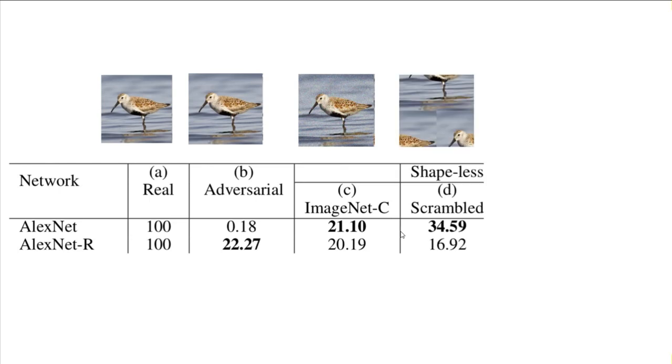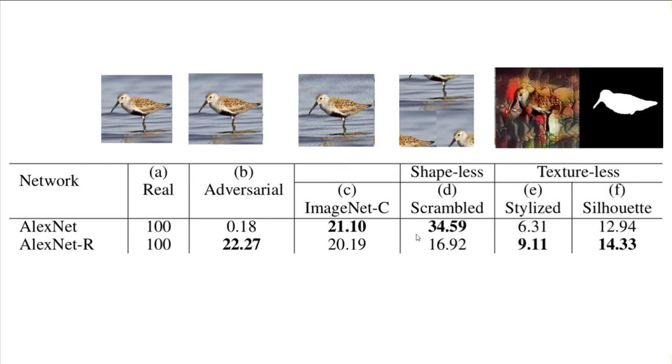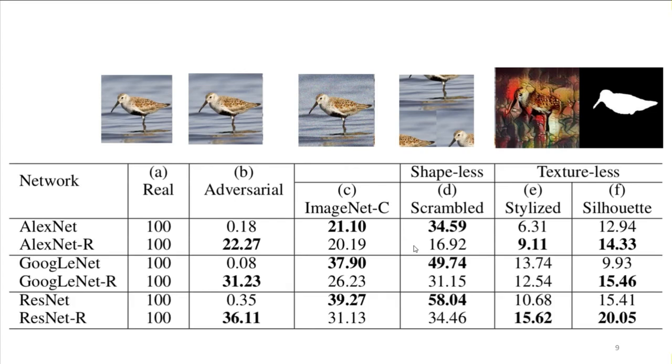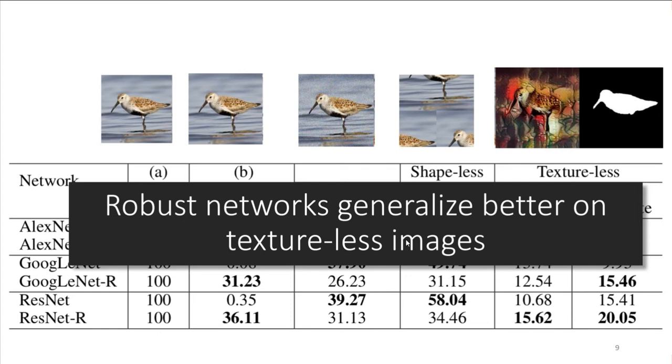For shapeless distortions, the standard AlexNet is better. Interestingly, for textureless images, the robust network is better. A similar trend can be found in GoogLeNet and ResNet. This result shows that the robust network generalizes better on textureless images.